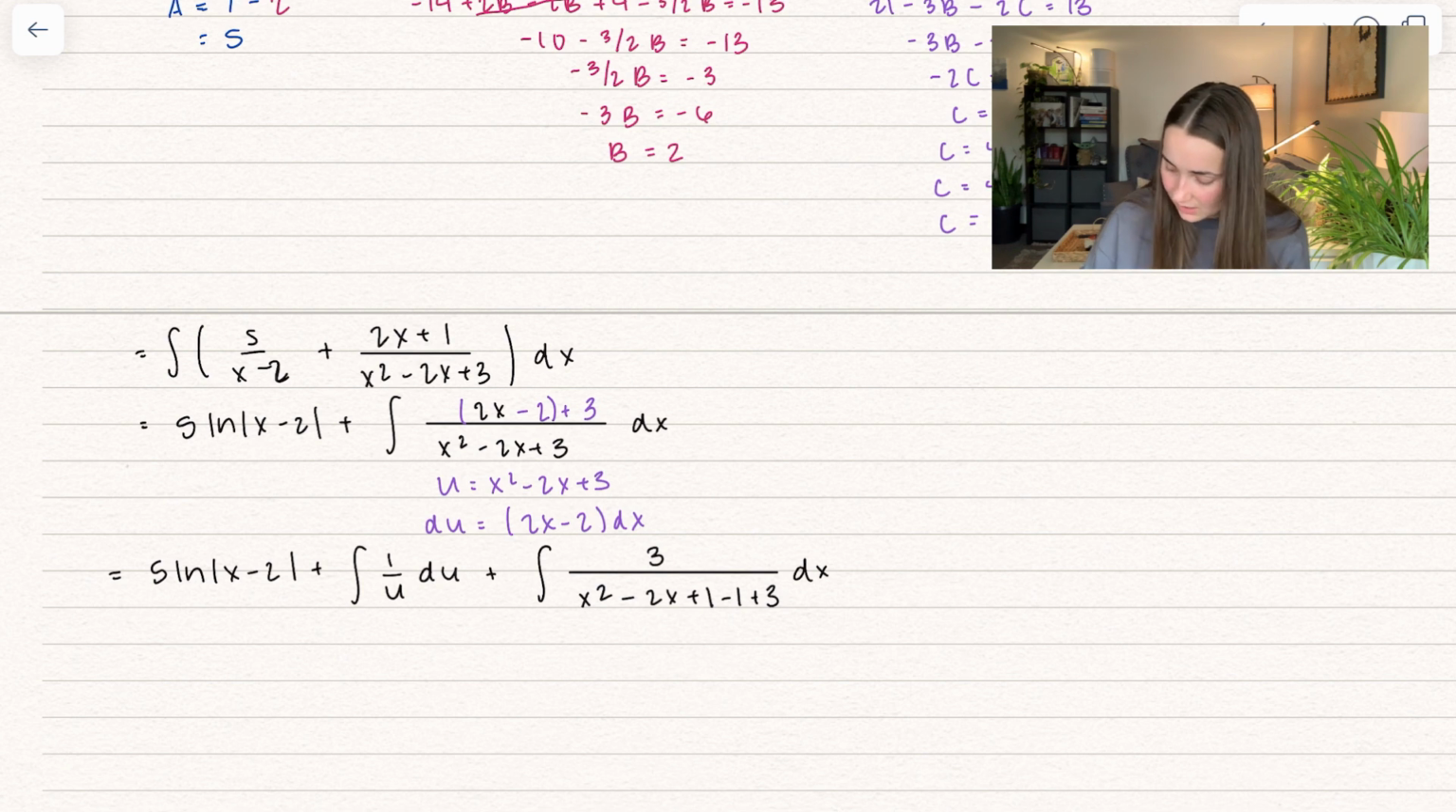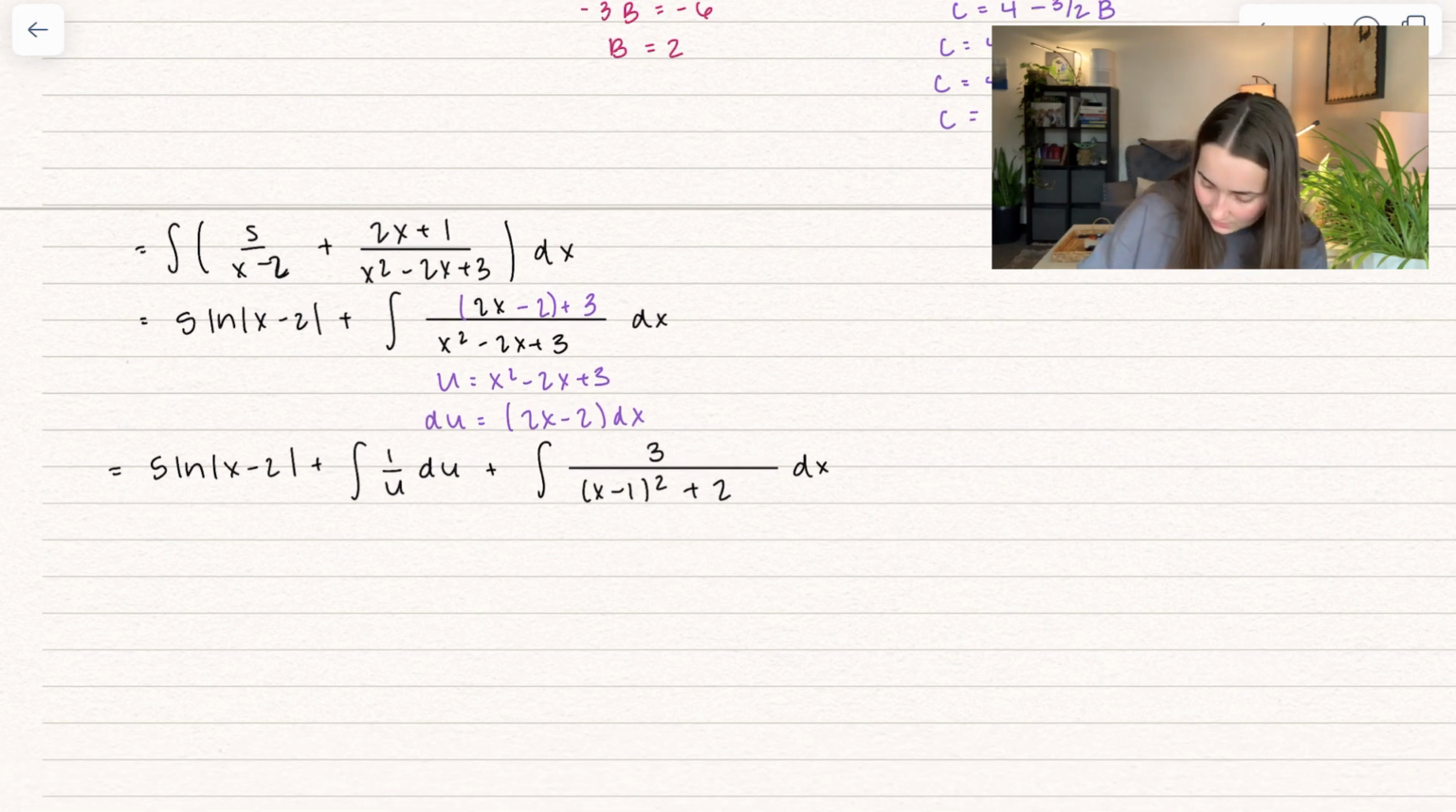And then there's our plus 3. So notice that these terms right here are going to be the perfect square of x minus 1. So I'll go ahead and rewrite that. And then minus 1 plus 3 is going to be equal to 2. So it's going to be plus 2. And notice here we have the form of arctangent or inverse tangent, right? So let's go ahead and do this thing.